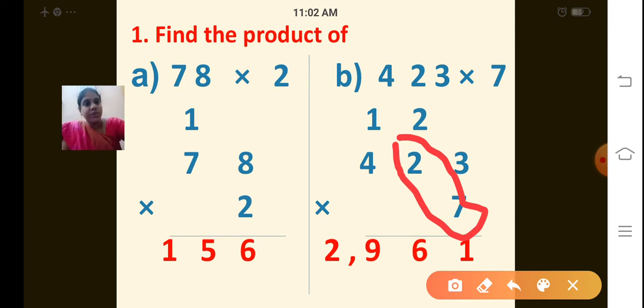After that, what do we have to do? We have to add the carried over part. After 14, 15, 16. So 6 I'm writing here. 1 will be carried over to the next place. That means the hundreds place.